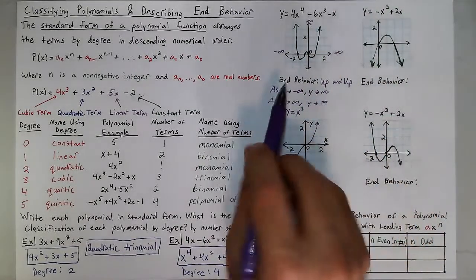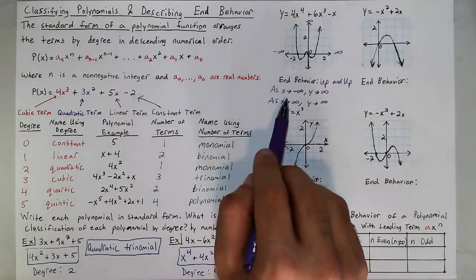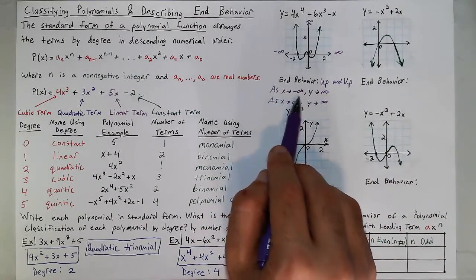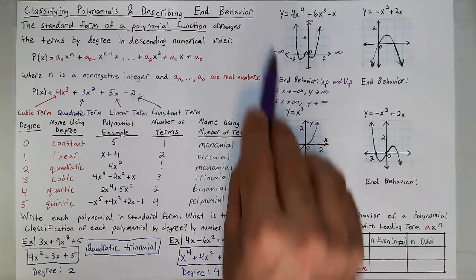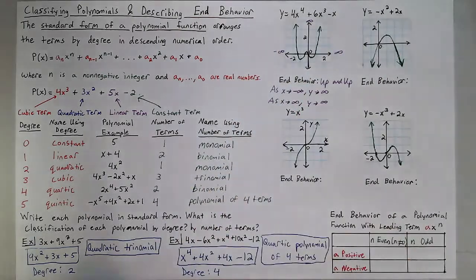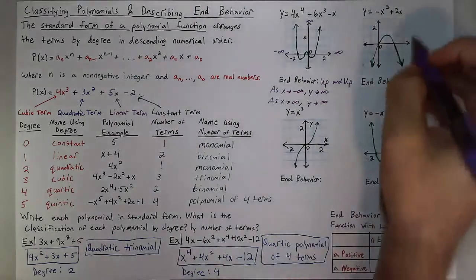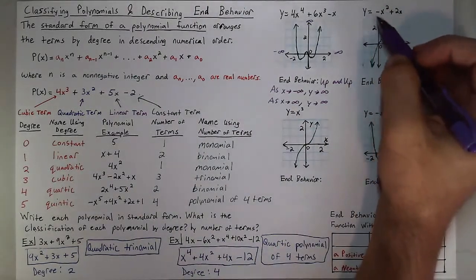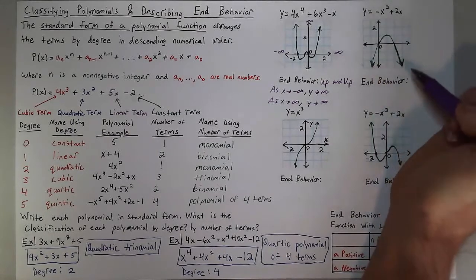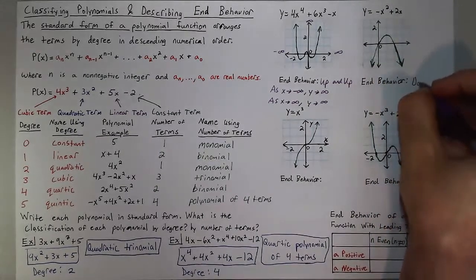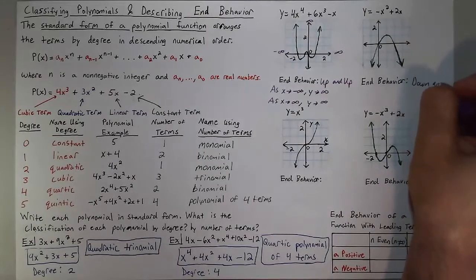And you'll see here the one on the bottom is a little more specific because it's saying as x goes to the left, y goes up. As x goes to the right, y also goes up, really describing the behavior of the graph. Another end behavior we might get is y is equal to negative x squared plus 2x, which we see here as down to the left and down to the right. So we call that down and down.